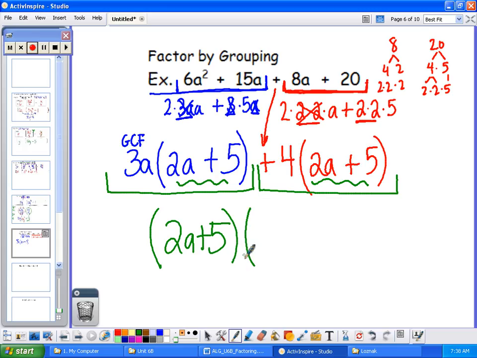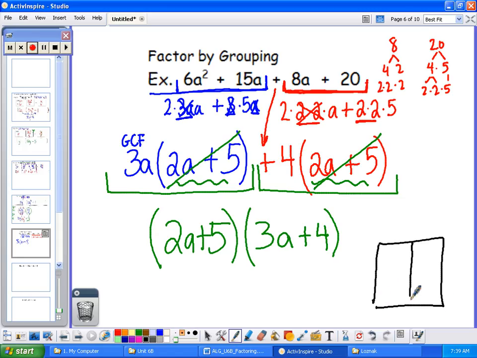What do I have left over in the first group? 3a. And what do I have left over in the second group? Plus 4. And of course, how can I check my answer? I can make the box. 2a plus 5, 3a plus 4.